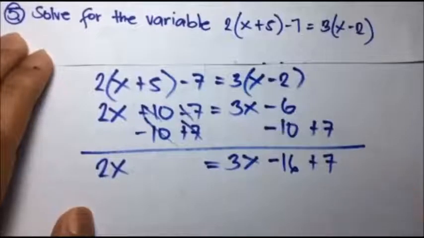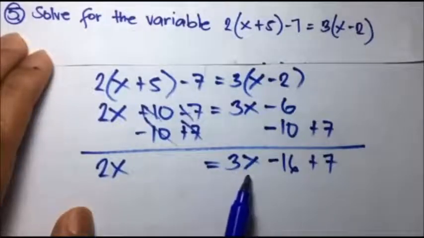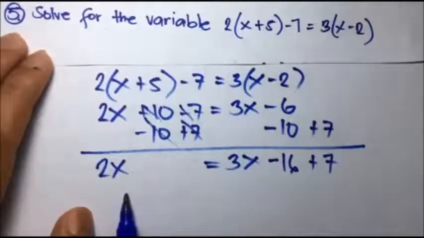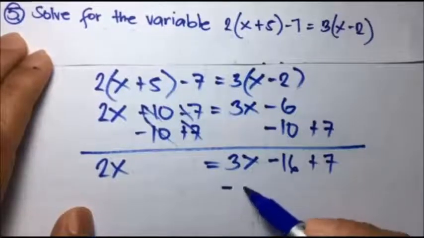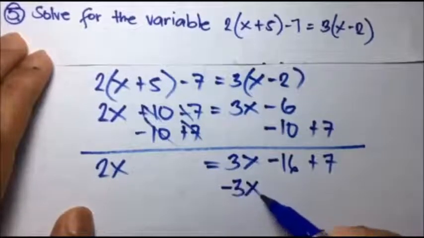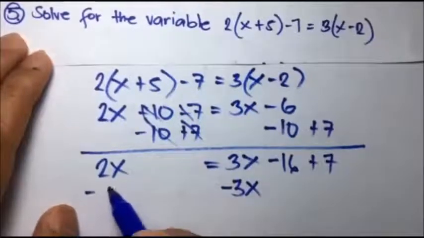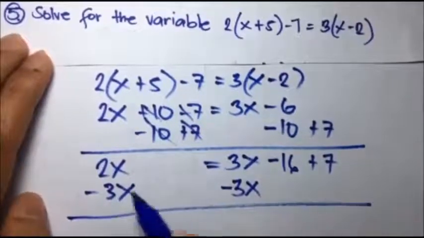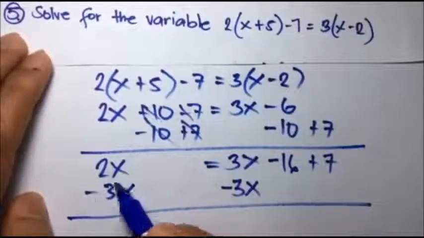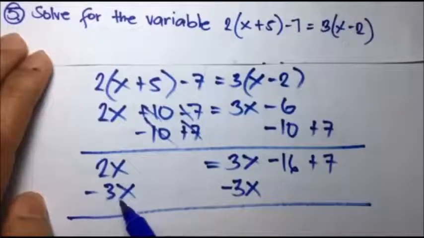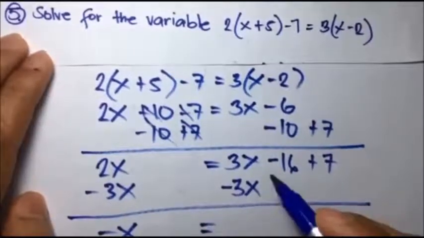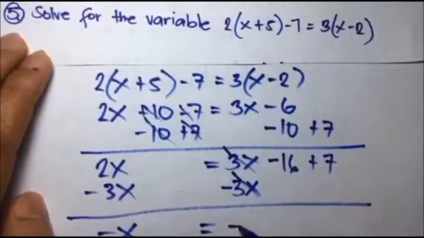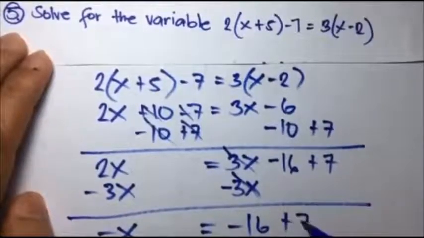All we need to do is get all the x terms on one side. So we need to subtract 3x on both sides. 2x minus 3x is negative x. Cancel, bring down negative 16 and positive 7.